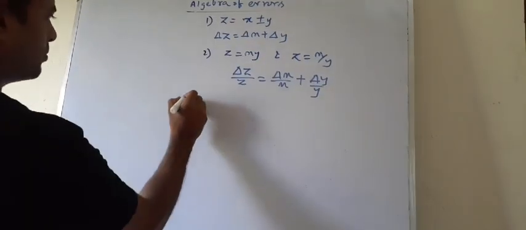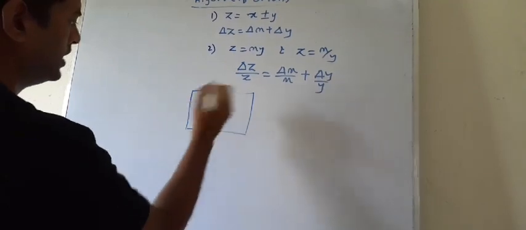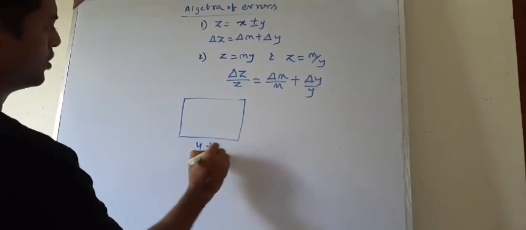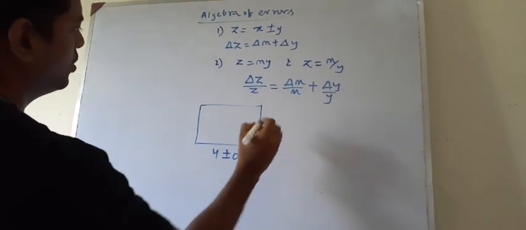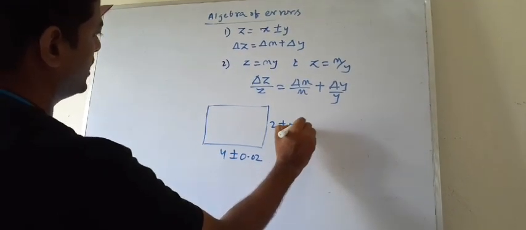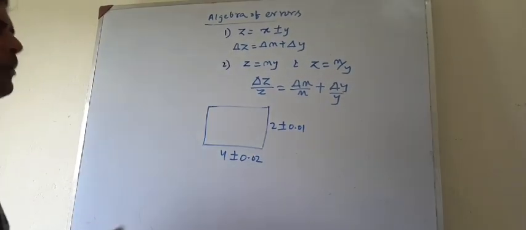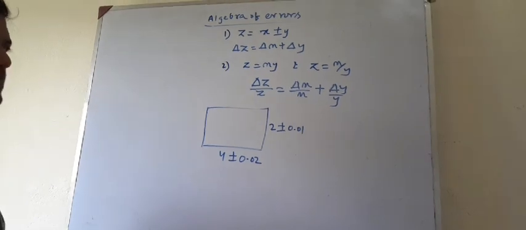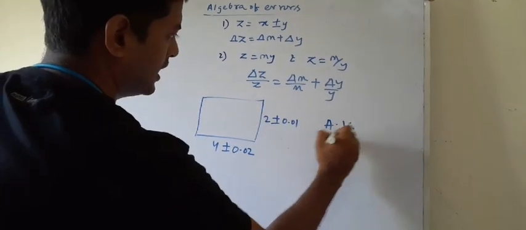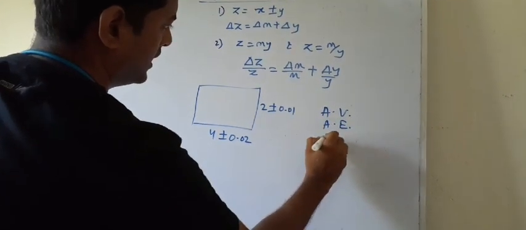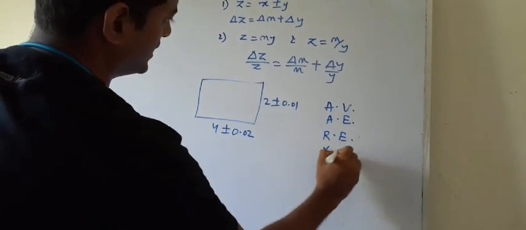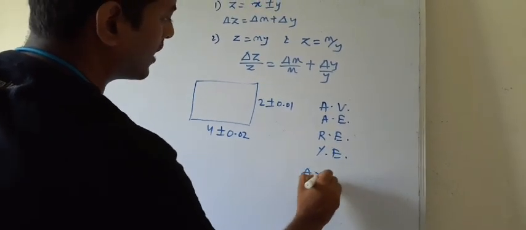I'll do the same problem. I can repeat the same problem. The length of the rectangle is given as 4 plus minus 0.02, whereas the breadth is given as 2 plus minus 0.01 centimeter. Now I want to estimate the absolute value, absolute error, relative error and percentage error in area.